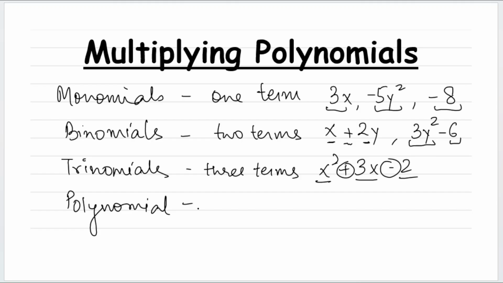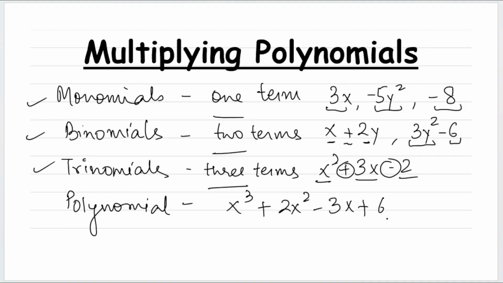And then any expression when there are four or more than four terms. So for one term, two terms, three terms, I have the names monomial, binomial, trinomial. But if an expression has four terms or more than four terms, we call it a polynomial. That's a general name. So if I have an expression like this, x cubed plus 2x square minus 3x plus 6, it has four terms. So this will be my polynomial.